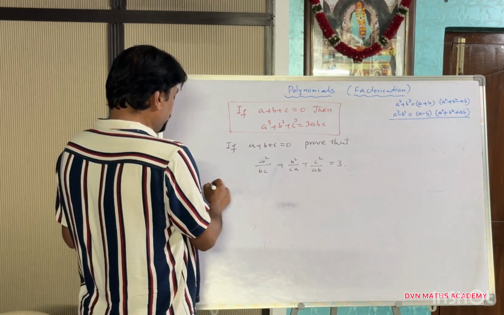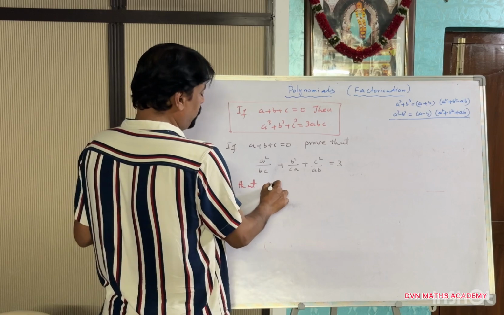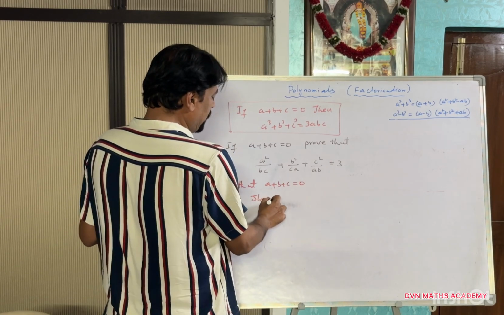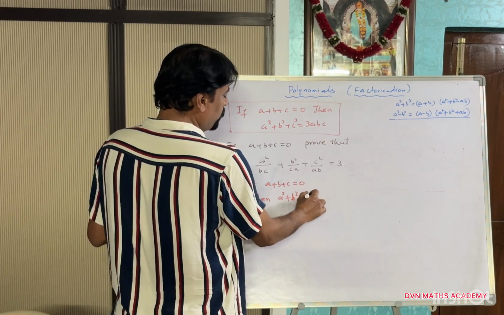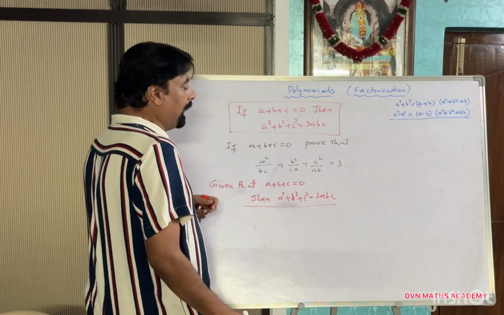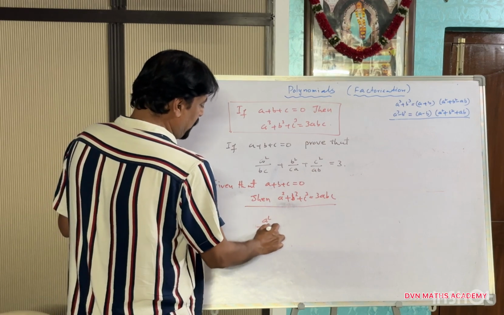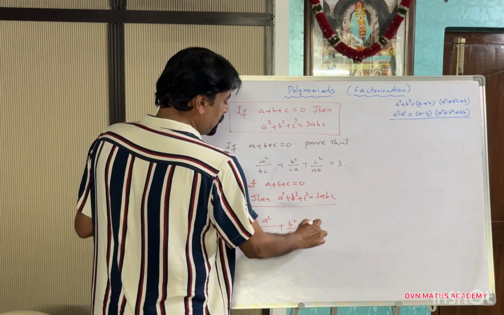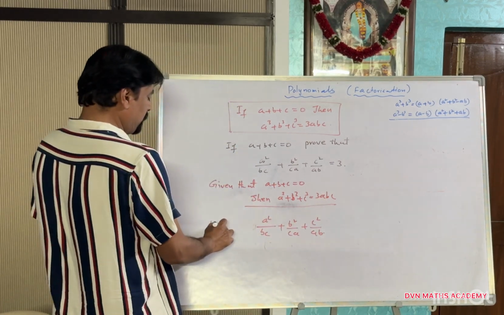So given that a plus b plus c is equal to 0, then we know that a cube plus b cube plus c cube should be equal to 3abc. This condition you write down first, and afterwards you go for the simplification of the given question. So that is a square by bc plus b square by ca plus c square by ab. This is our LHS.